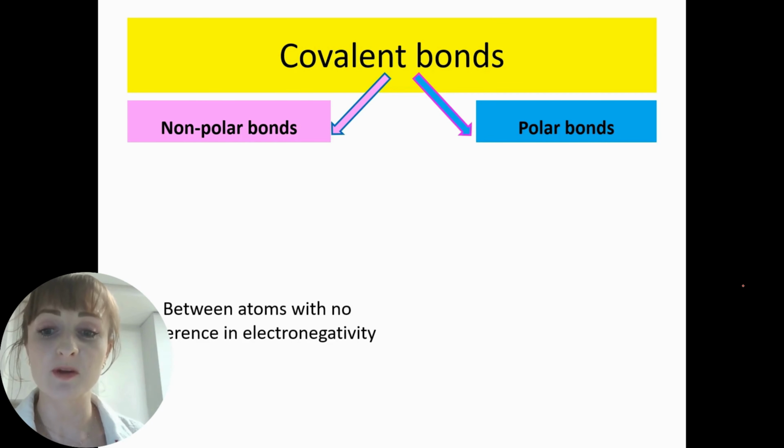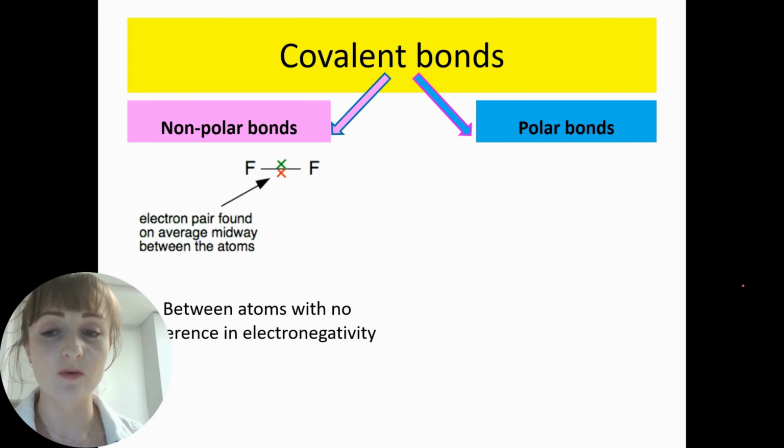Nonpolar bonds are formed between atoms which have no difference in electronegativity. For example, two fluorine atoms with the same electronegativity value have the same attraction for that shared pair of electrons. This means that on average, that electron pair is likely to be found approximately halfway between these two atoms.